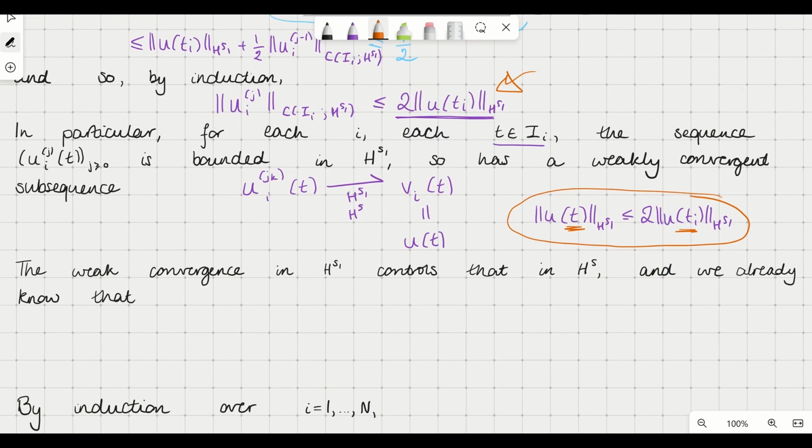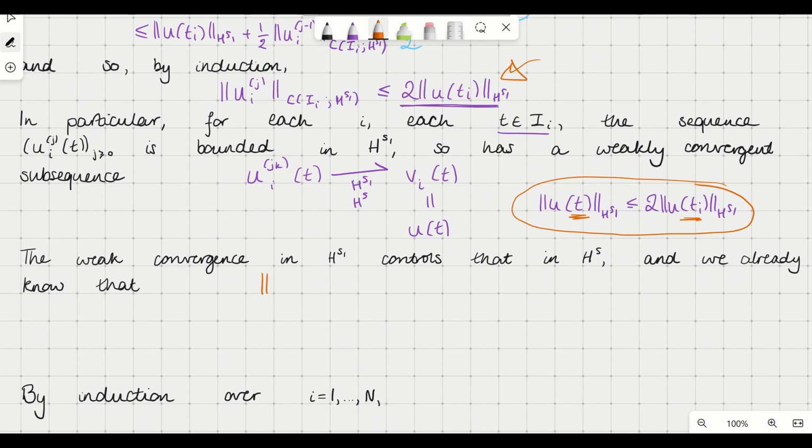So then by induction, we have that the norm of u at any time t_i, if we start from time t_0, is less than or equal to 2 to the power of i times the norm of u at t_0. Since we assume that our data lies in HS1, so u(t_0) is in HS1, this is finite. So this actually shows that u lies in HS1 at all of these times t_i, which then shows that it lies in HS1 on all of the intervals I_i.